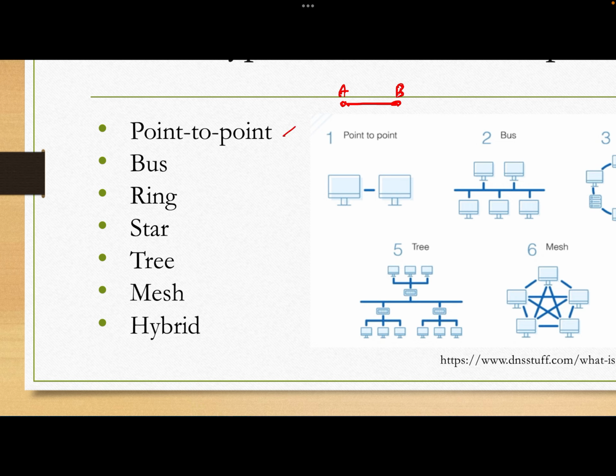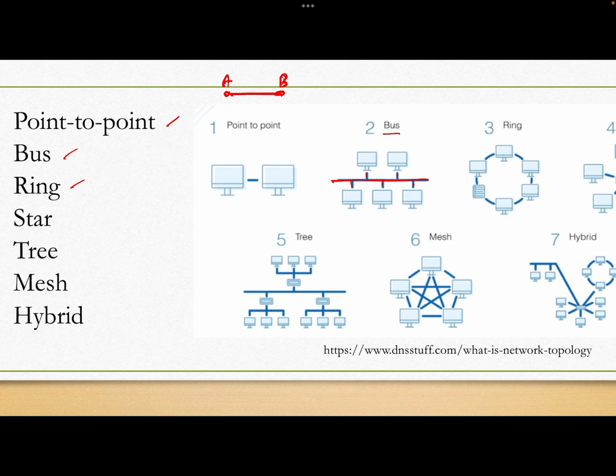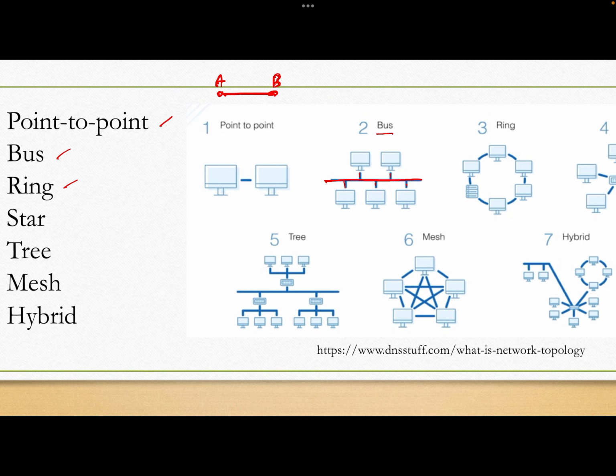And then we have bus, which I will explain more in a little bit. We have a common line, one single line, and then we have many devices connected to the same line. Then we have ring. I will also explain a little more about ring.